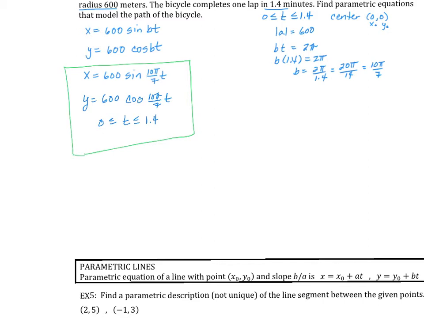Again, this is not unique. So again, you can go ahead and check this and see if you get a circle generated clockwise and you just get one lap of that circle.